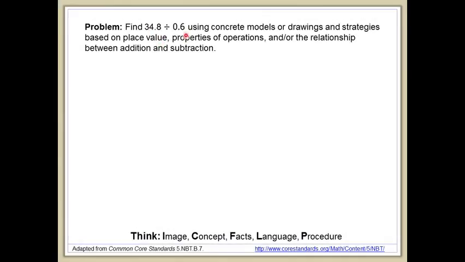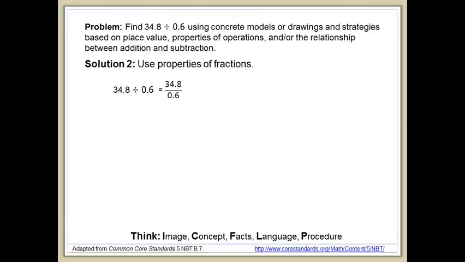Let's do this division problem again, this time with abstract symbols that are more consistent with what we're expecting at the 5th grade level. We'll focus on properties of operations, specifically using properties of fractions. So let's begin by rewriting our problem, 34.8 divided by 0.6, as a fraction. And we do this because it helps the students understand the relationship between divisions and fractions.